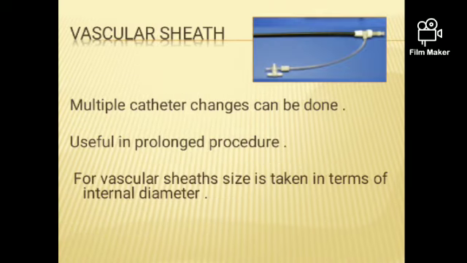Next, this is the vascular sheath. What is the purpose of the vascular sheath? It allows multiple exchanges of catheters, and it is safe for the blood vessels also. Multiple exchanges of catheters can be done with the help of the vascular sheath. Nowadays we are not using the catheters directly; we are using the vascular sheath first, then we are introducing the catheters, and that technique we call the insertion technique, not the puncture technique.